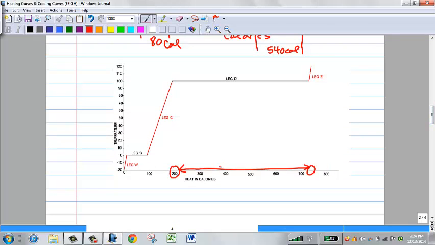So this is the heat of vaporization for water, which is 540 calories. And here, from 20 to 100, we have the heat of fusion of water, which is 80 calories. The melting point is at 0 still. The boiling point is at 100.